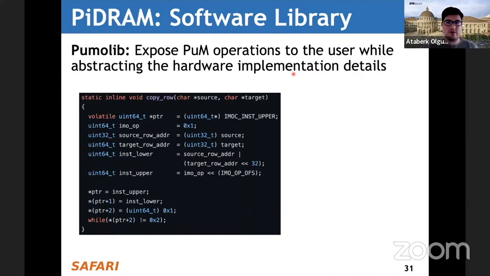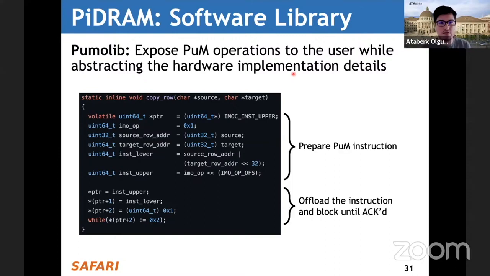So this is what one function in this library looks like. It's a copy row function that we use to perform row clone operations. It's essentially separated into two stages. In the first stage, we prepare an instruction. We have a 128-bit instruction, and we fill up the fields according to the encoding. And then in the next part, we offload the instruction and then block execution until we are acknowledged by the PIM operations controller. We can choose not to be acknowledged. In that case, we wouldn't block, and that's optional. And there are examples of that in the library.